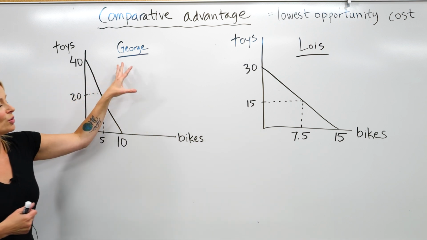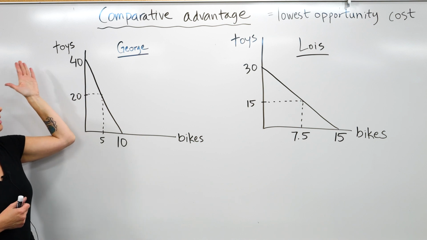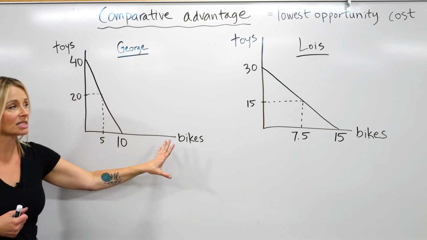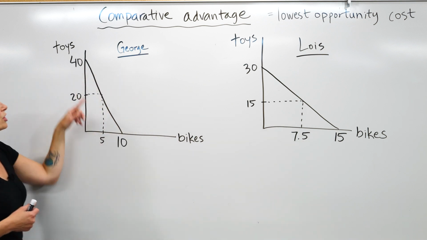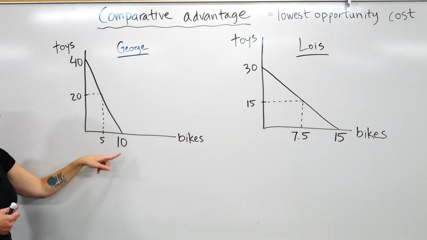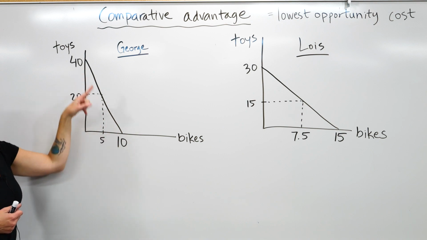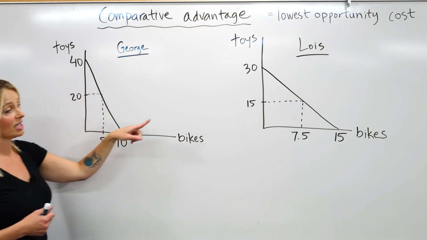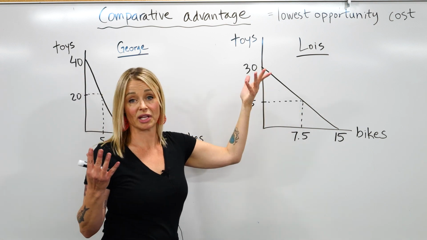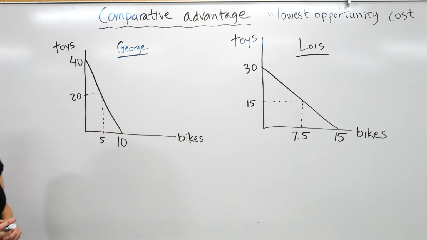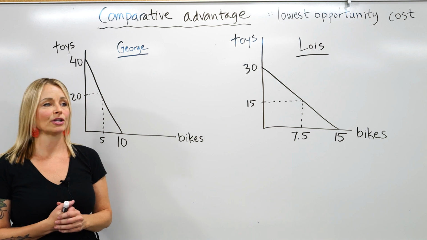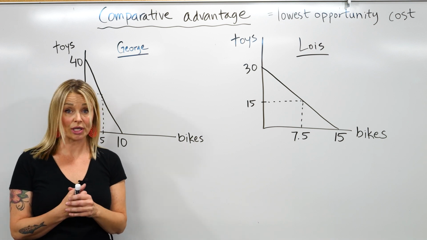So we have George and Lois, and they are both able to make toys or bikes, and they have different amounts here on their axes. So we know that George could produce 40 toys or 10 bikes or anywhere on this line. I have marked the halfway spot for each as an example of a place where they could decide to produce if they wanted to. So we're going to ask ourselves, who has comparative advantage in producing toys?